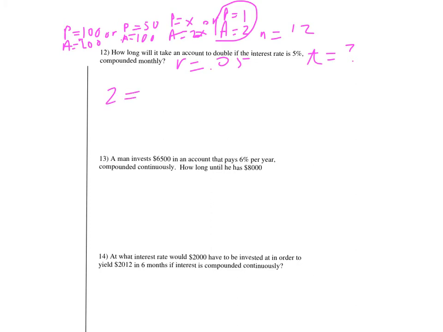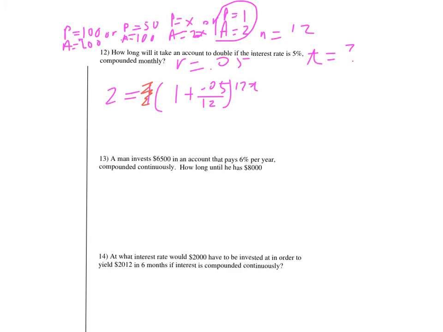So 2 equals 1 times 1 plus 0.05 over 12 to the power of 12t. And the first step is to divide that 1 over to the other side. Now, obviously, when I divide that over, it's just going to be gone. So I'm just actually going to scribble it out. So that's why it's nice to use 1. You can see that if I use the 100 and the 200, I would end up with the same as my second step, but I'm just kind of saving a step here.